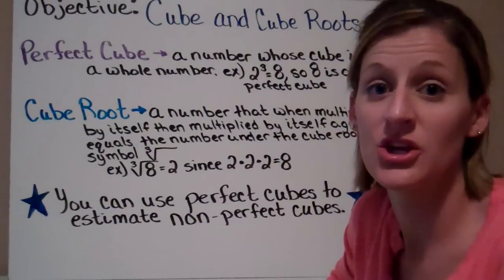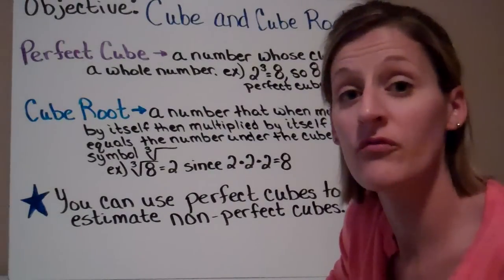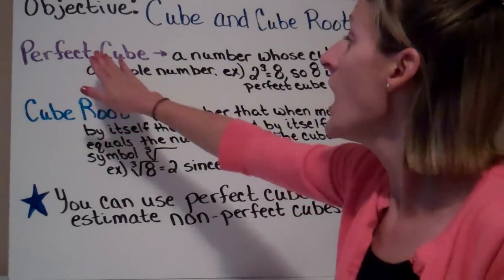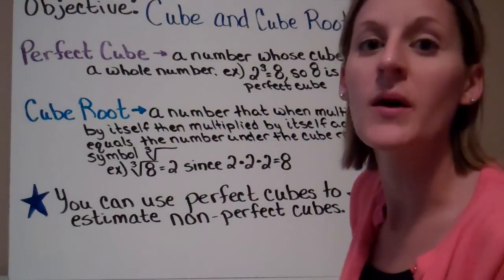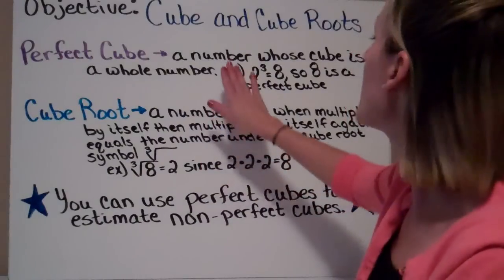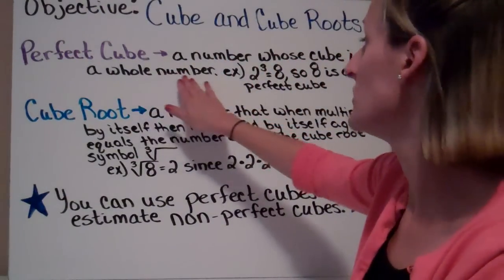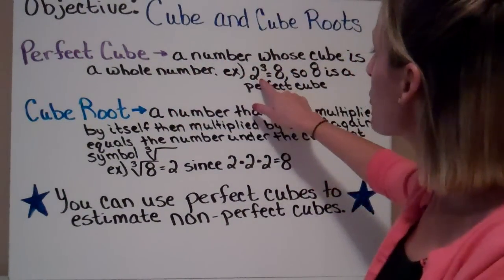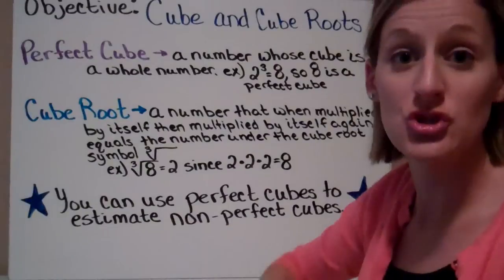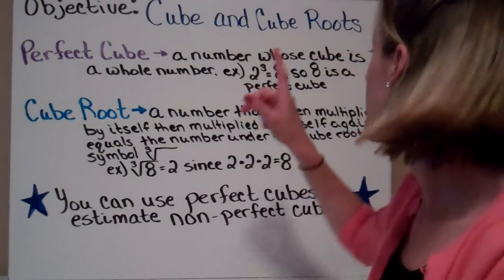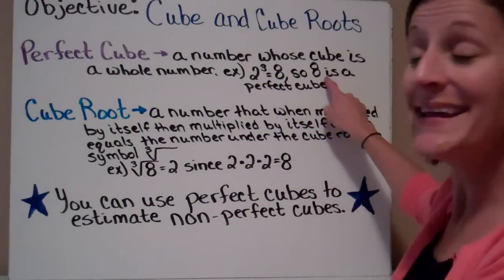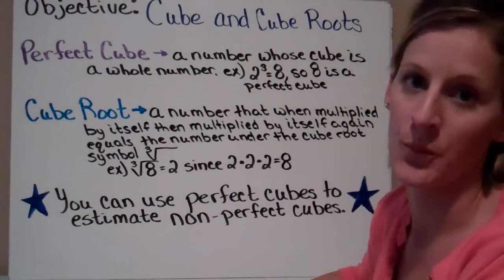Alright, let's look at cubes and cube roots. Now let's go first over some definitions. A perfect cube, kind of like a perfect square, is a number whose cube is a whole number. So basically, 2 to the third power, 2 times 2 times 2, is 8. So my 8 is going to be my perfect cube.